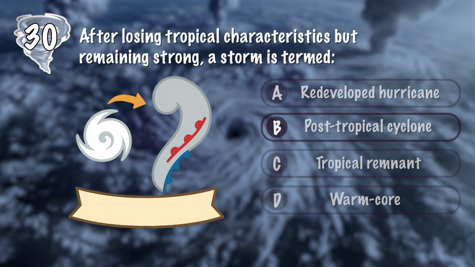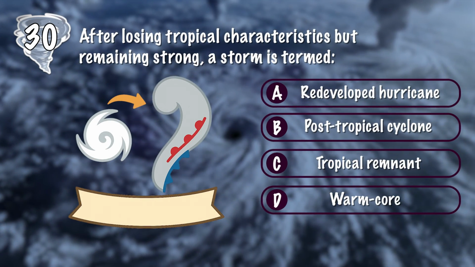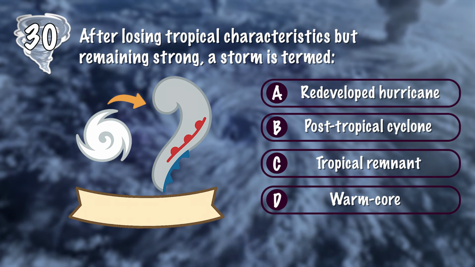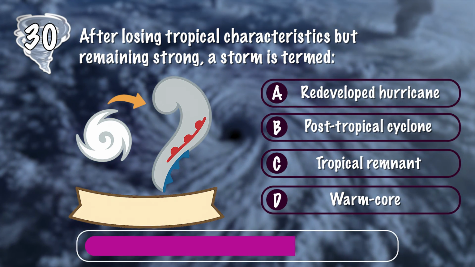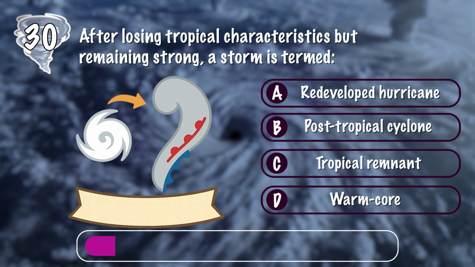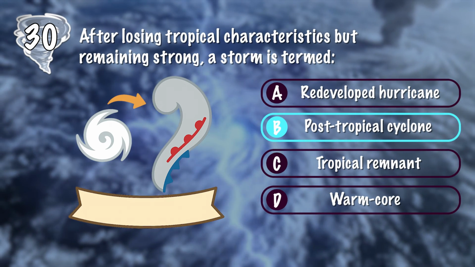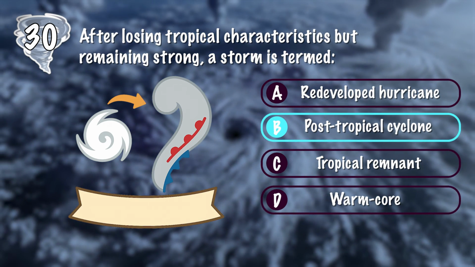After losing tropical characteristics but remaining strong, a storm is termed... Correct answer B, post-tropical cyclone.